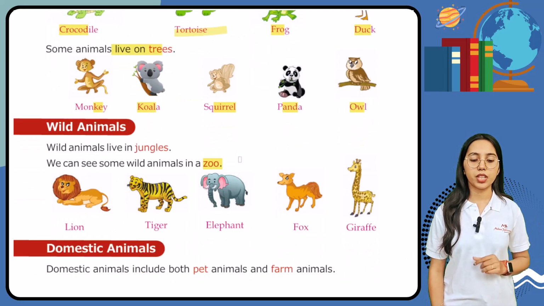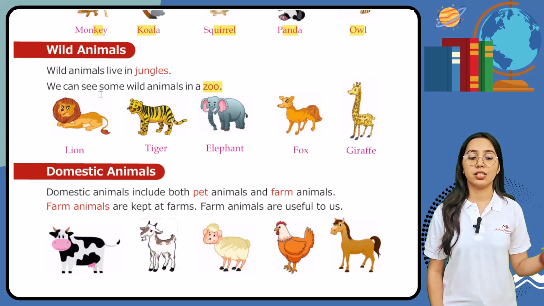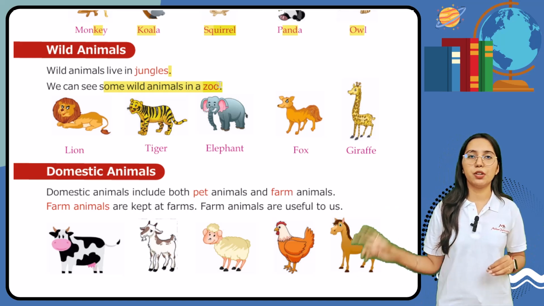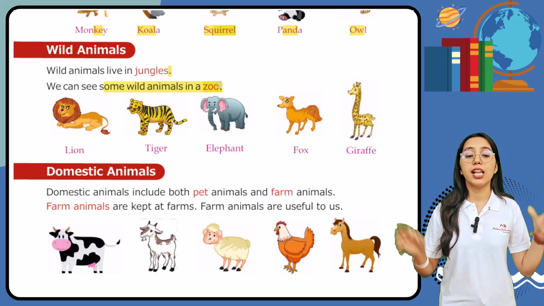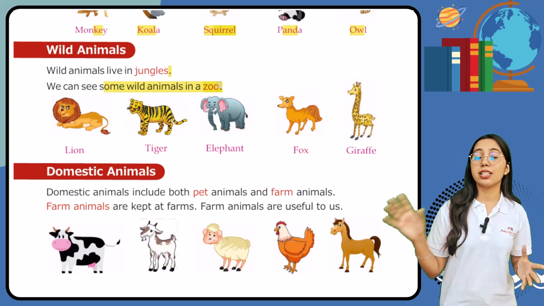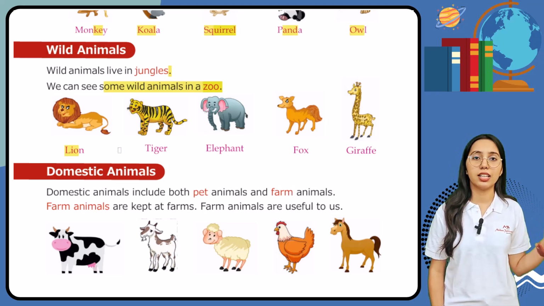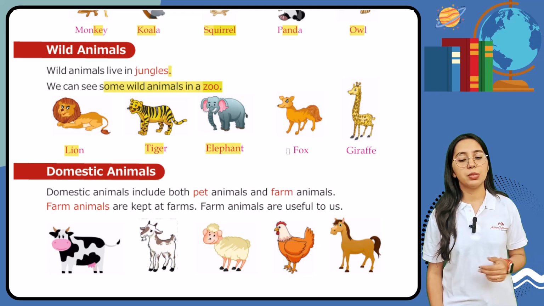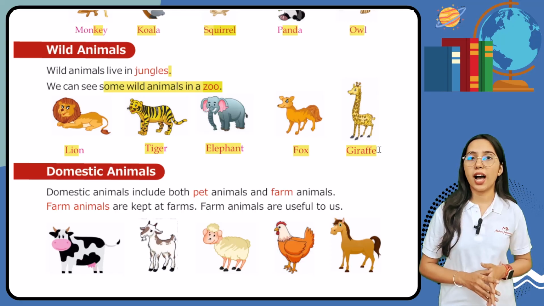Now, next, we are going to learn about wild animals. Wild animals live in jungles, right? We can see some wild animals in a zoo. Now, students, how are we going to tell that this particular animal is a wild animal? First of all, wild animals live in jungle, and we have kept some wild animals in zoo also. For example, we have lion. Lion lives in jungle, and lion is a wild animal. Then we have tiger. Tiger is also a wild animal. Elephant, fox, giraffe. All these animals are wild animals.